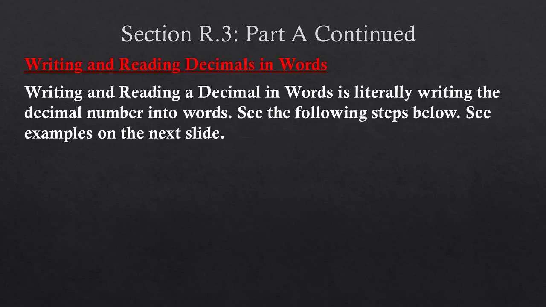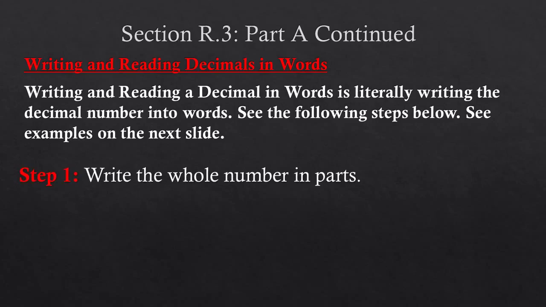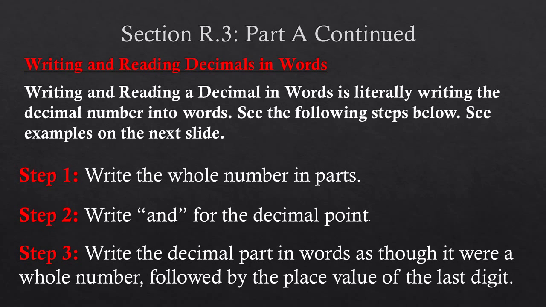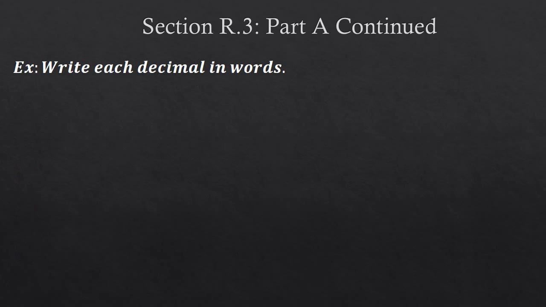Writing and reading a decimal in words. Writing and reading a decimal in words is literally writing the decimal numbers into words. See the following steps below. See examples on the next slide as well. Step 1, write the whole number part. Step 2, write "and" for the decimal point. Step 3, write the decimal part in words as though it were a whole number followed by the place value of the last digit.